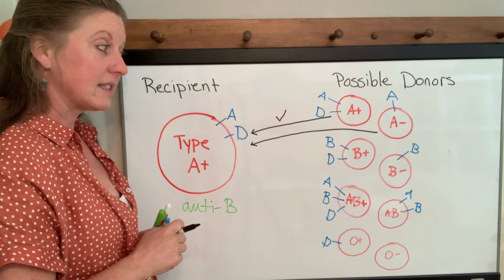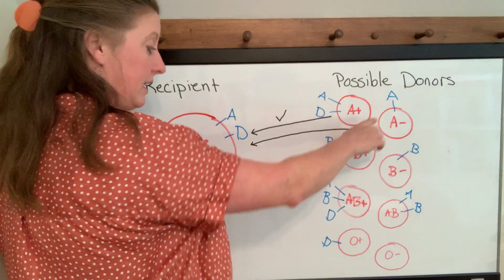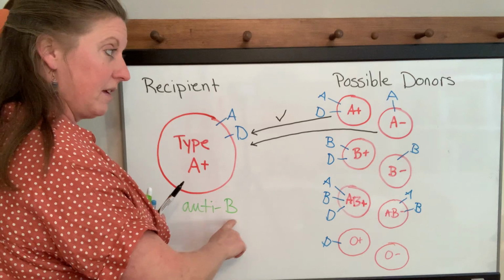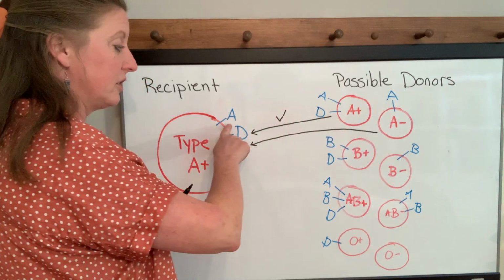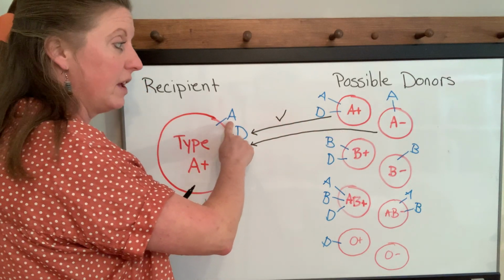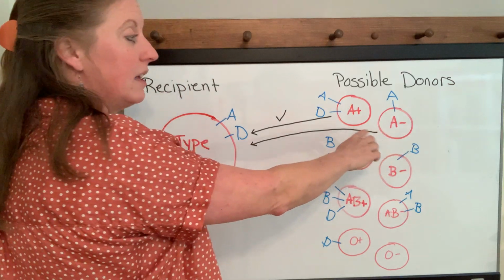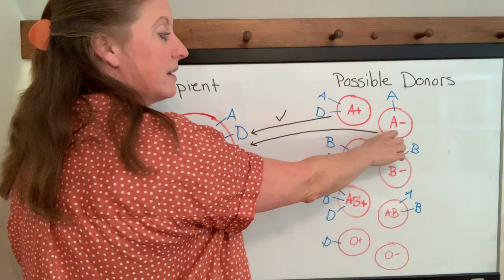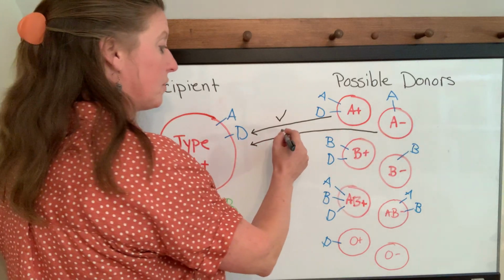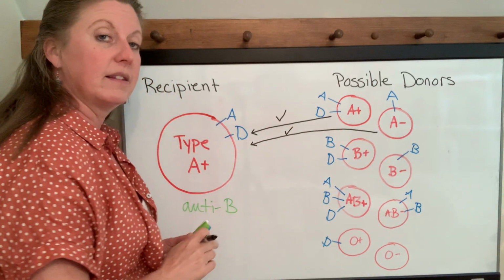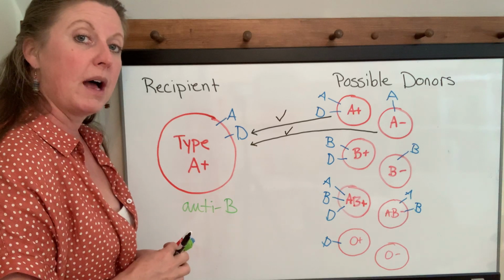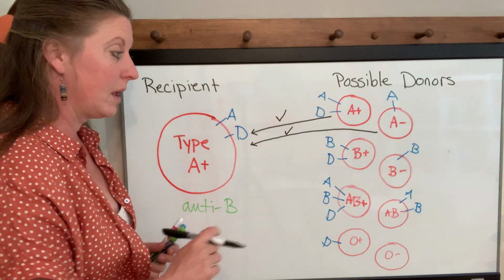The answer is yes, I can, because I'm not giving them the B antigen. I'm not introducing any antigen that they don't already have. Just because A negative blood doesn't have a D antigen doesn't mean anything. The point is that I'm not introducing anything new. So with someone who has A positive blood, we can give them A positive or A negative.